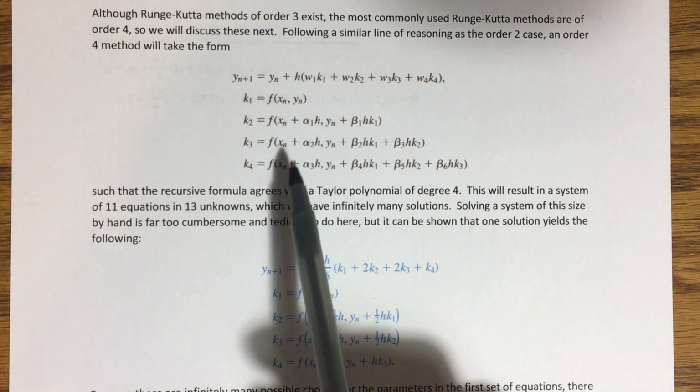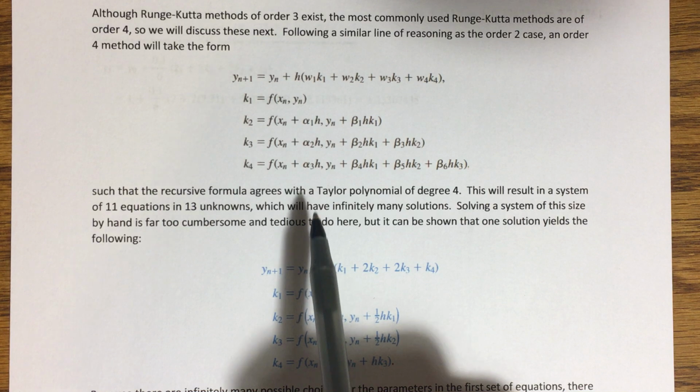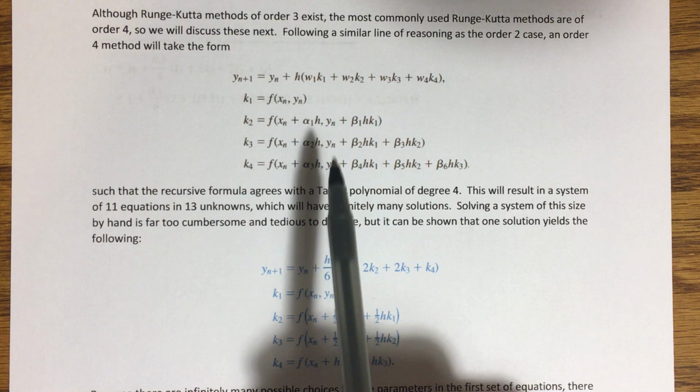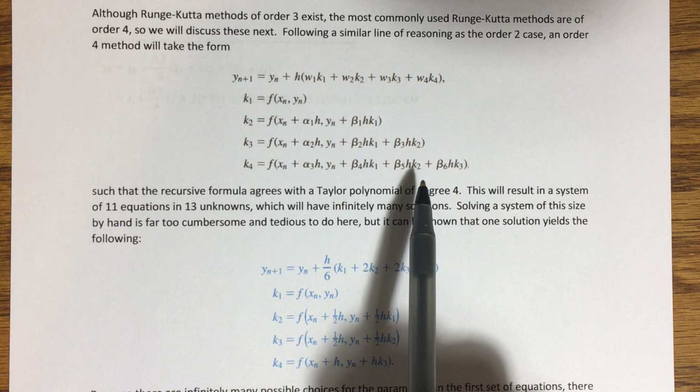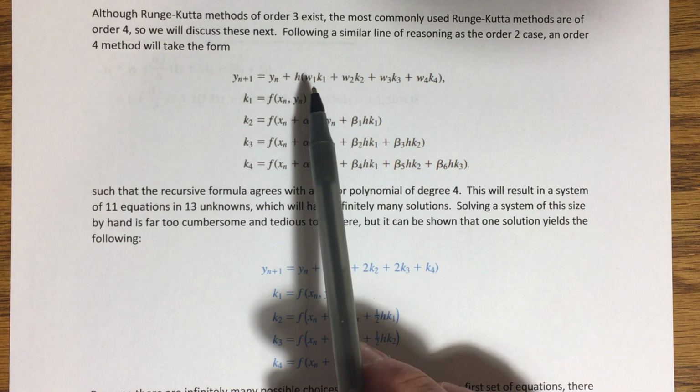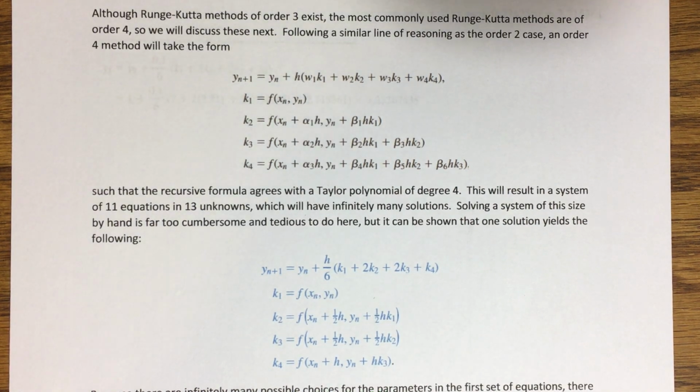The point here, though, is to look at how many parameters there are. Okay, we have alpha 1 through alpha 3. We have beta 1 through beta 6. So far, that's 9 parameters. And then we have W1 through W4. That's 13 parameters. Okay? In order to get this to agree with a Taylor polynomial of degree 4, it turns out that we'll end up with 11 equations this time.